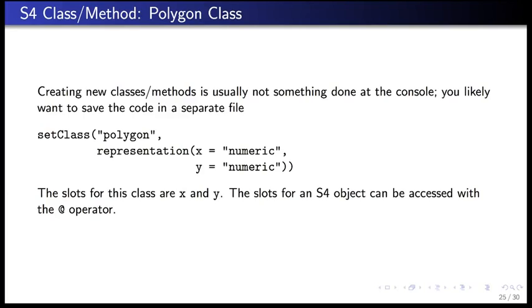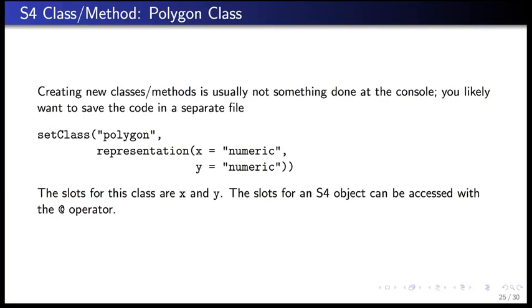You don't want to be having to write it over and over again. So here I'm calling the setClass function, and the first argument to setClass is the name of the class. So I'm just going to call it the polygon class, just because that's what it is. And then the second argument, you see it says representation, and then in parentheses I'm going to define the slots.